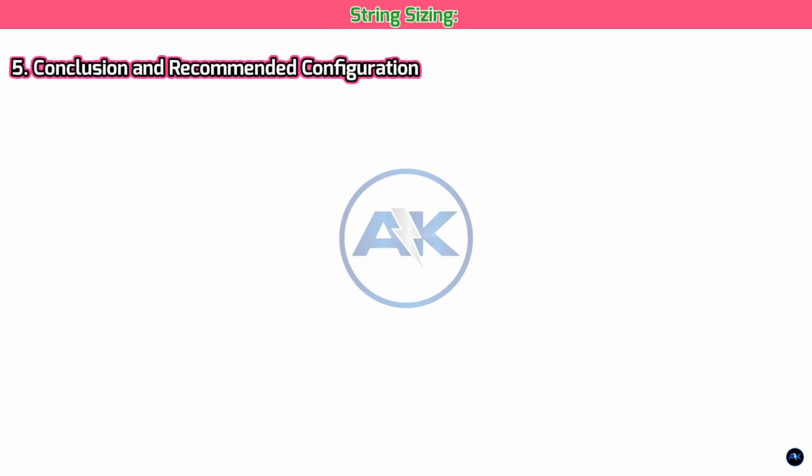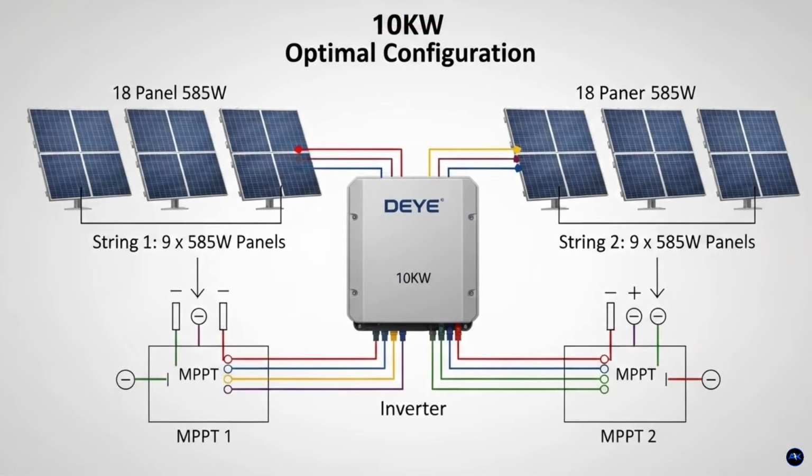5. Conclusion and recommended configuration. For a 10 kilowatt system with 18 times 585 watt panels and a Deye 10 kilowatt inverter, the most effective and reliable configuration is 2 strings of 9 panels each, with each string connected to its own MPPT input on the inverter. This configuration maximizes the efficiency of each panel, utilizes the inverter's dual MPPT inputs, ensures the voltage and current are well within the inverter's operating range, provides redundancy so that if one string's performance is affected, e.g. by temporary shading, the other string continues to produce power at full efficiency.